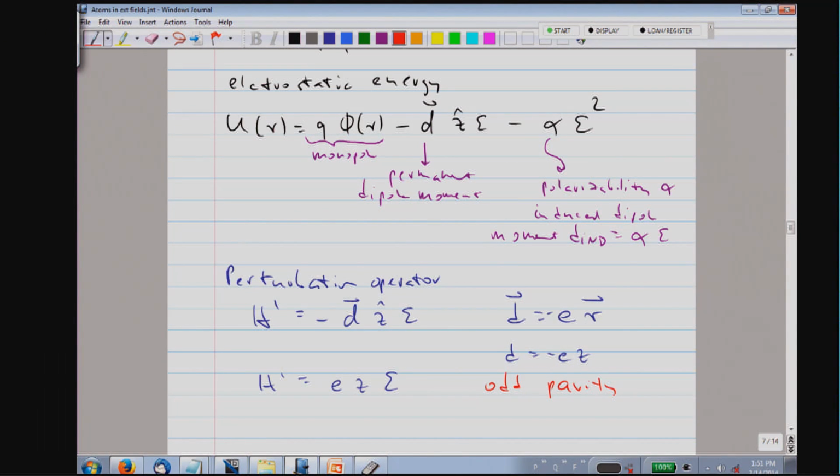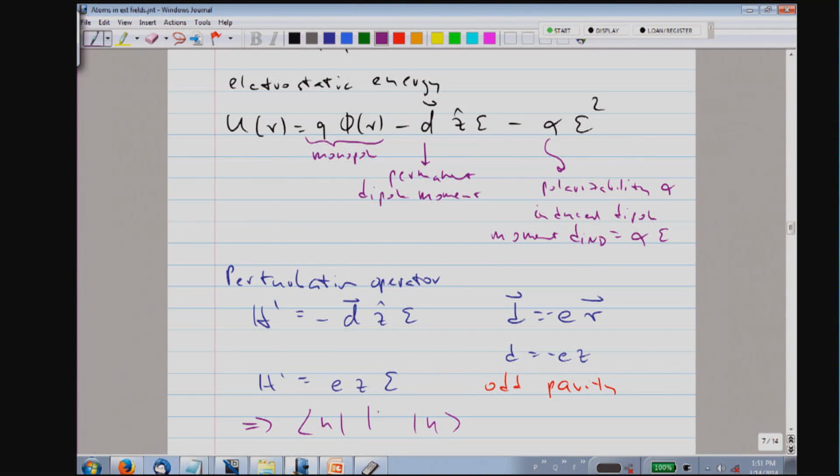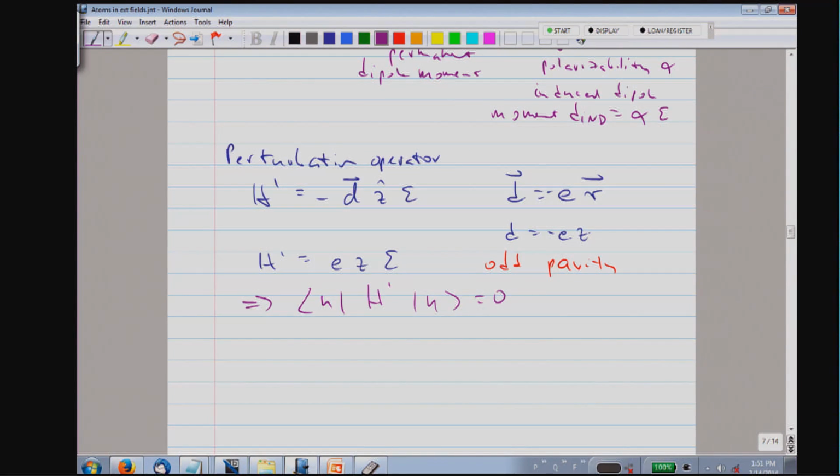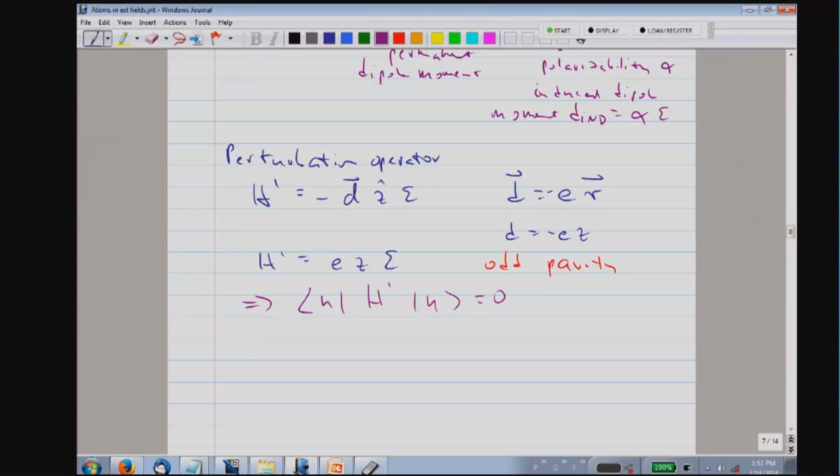And this has odd parity, and that leads us immediately to the result when we have an atom in an eigenstate n, and we ask what is the expectation value of H prime. It is 0 because of parity. So the answer is we have no permanent dipole moment until we have degenerate energy levels. If n is a non-degenerate level, this matrix element is 0 by the parity selection rule.